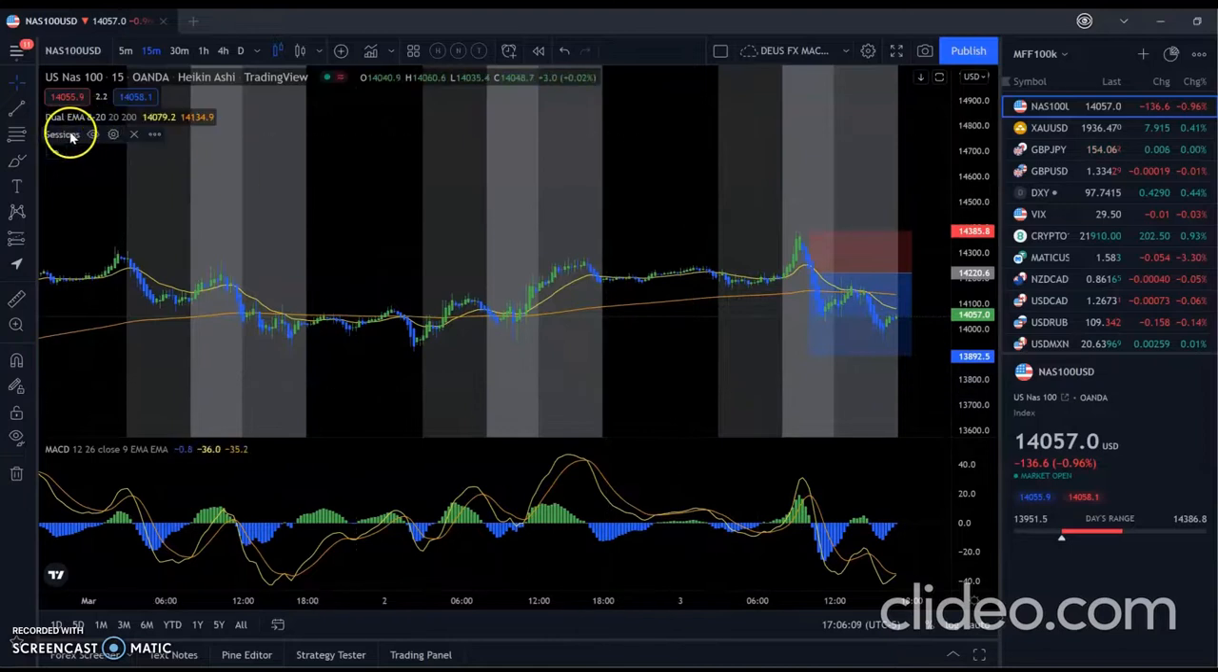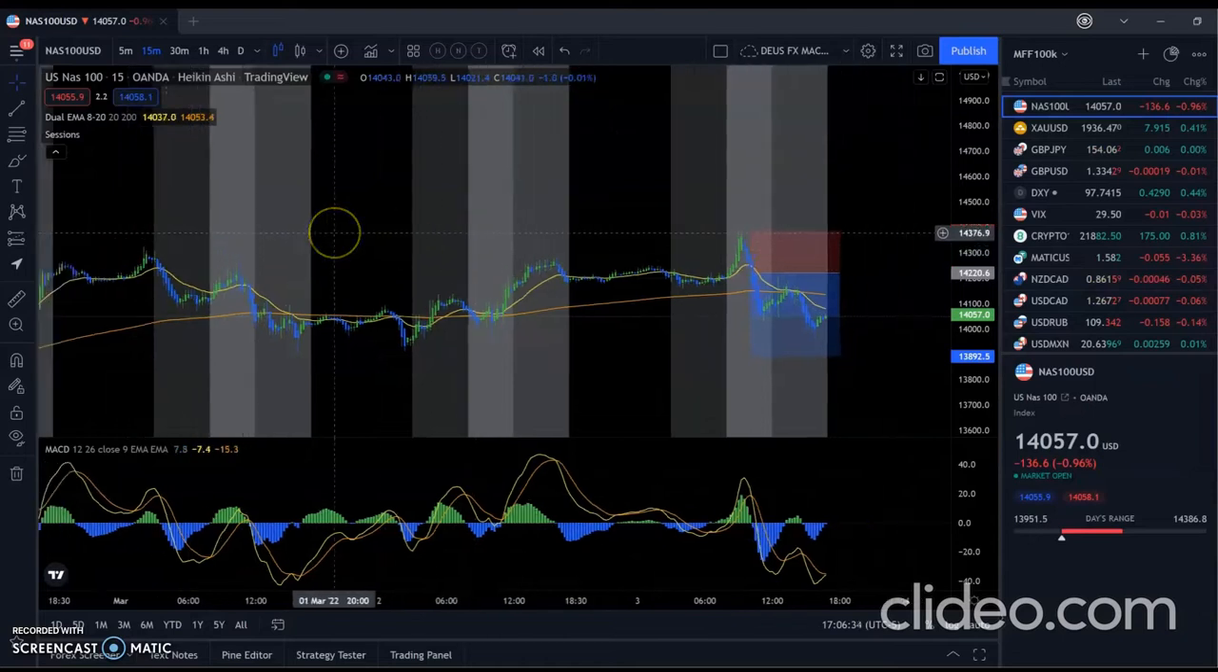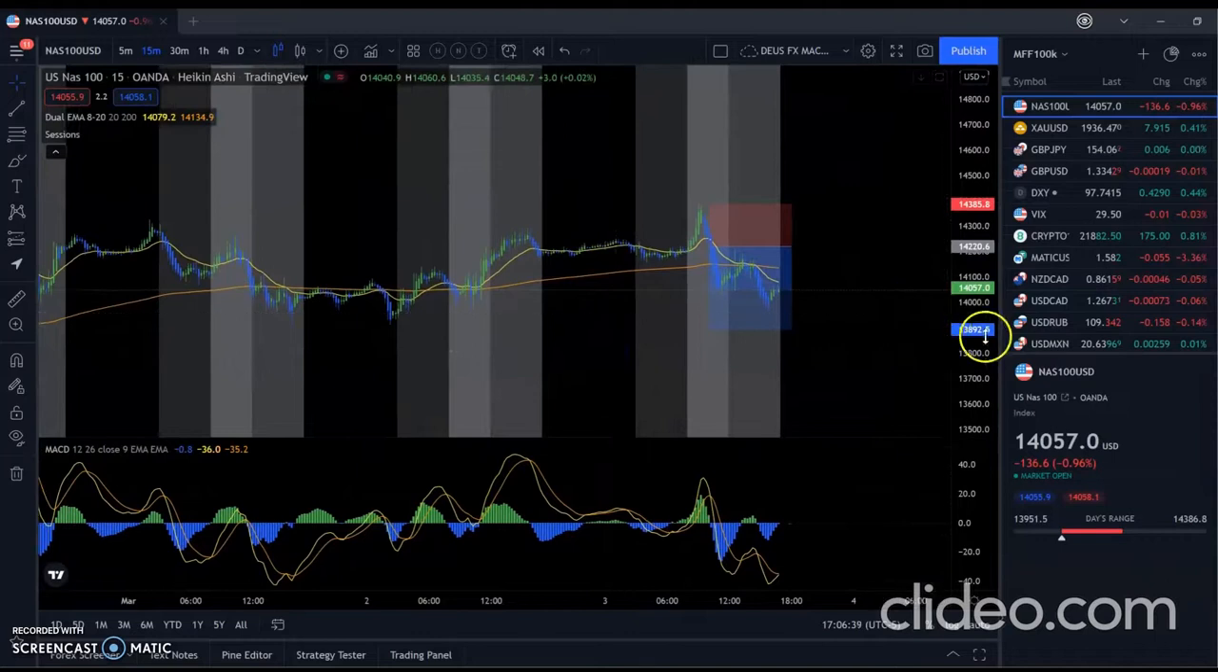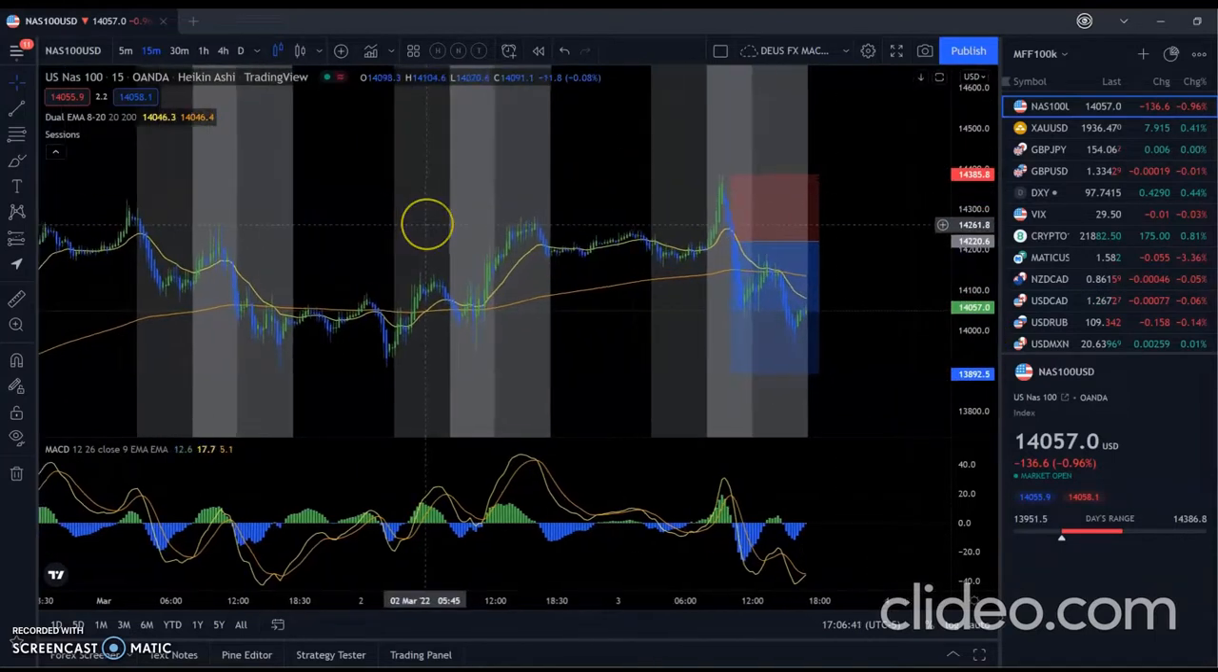You're going to want to load up your sessions as always, because time theory is definitely critical to all of this. If you do not trade at the right time and in the right place, you will not win a trade. You have to do this. Also, our confirmation indicator is going to be our EMA 20 and 200. Very simple strategy by itself, but combined with the MACD it is very effective.